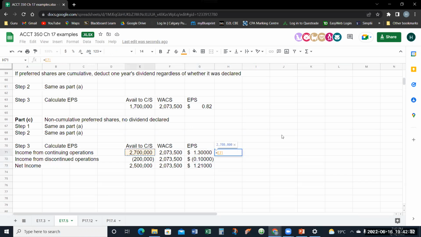If I calculate it without the rounding function, the earnings per share on the continuing operations amount would be 1.3021. The loss is 0.0965, net income is 1.2057. But what I did is I put the round function, right? I used the round function to round it to 2 decimal places. So let Excel do it for you, right?